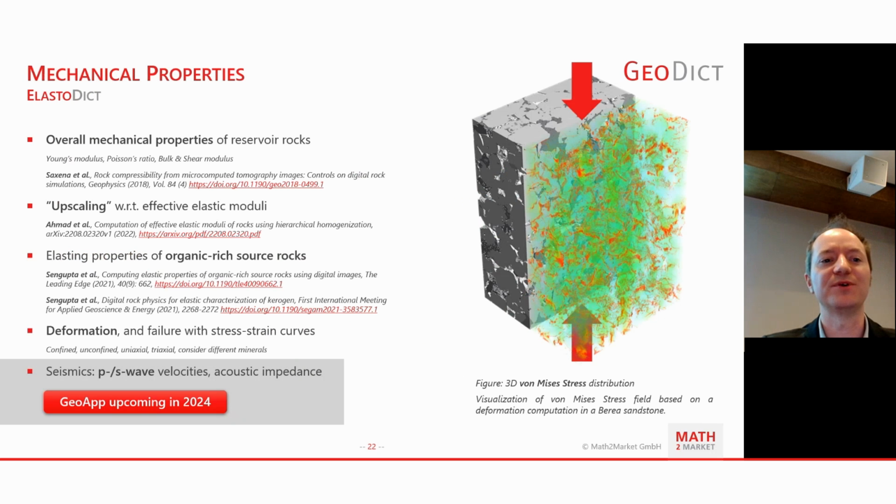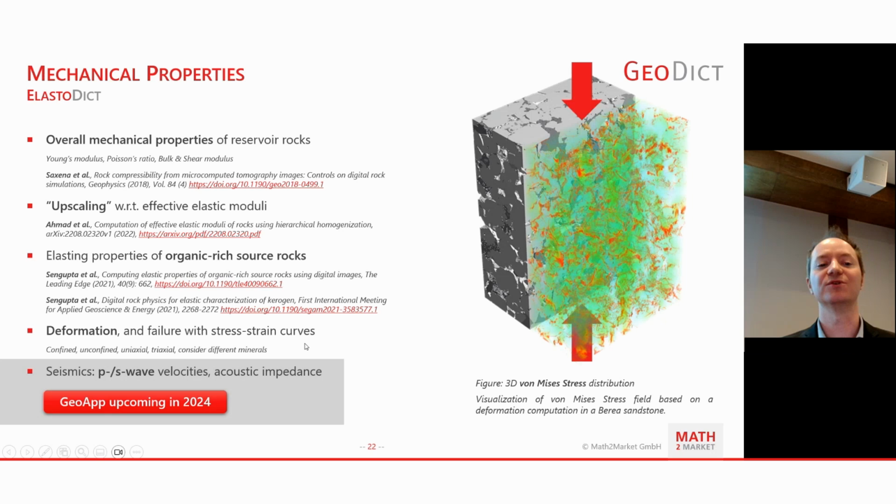Going further with mechanical properties, you can predict the overall mechanical properties. You can do upscaling. There's a publication from Stanford University. You can predict elastic properties of organic-rich source rocks. There's a publication from Mitas and Gupta, at the time at Aramco. And they can do deformation setups and also failure, getting stress-strain curves and seeing where the failure applies and your stress is going downwards. So this can be done in confined, unconfined, uniaxial, triaxial setups.